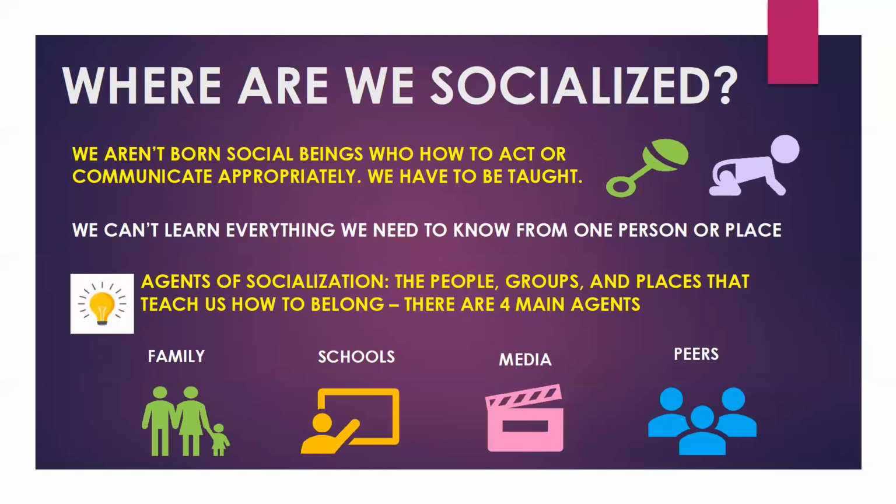So how does this happen? Again, I've said it several times: we don't come out of the womb knowing these things. We have to be taught. We have to learn how to act and to communicate appropriately. And we can't learn everything that we need to know about belonging to a society or to a culture from one person or place, right? So agents of socialization are the people, groups, and places that teach us how to belong. There are going to be four main agents, though there are a lot more. The four main ones I want you to focus on are family, schools, media, and peers.